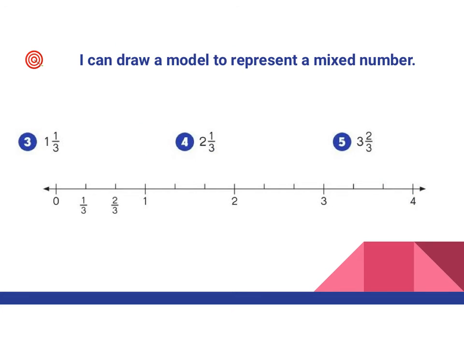So how about these? Where would 1 and 1/3 be placed? 1 and 1/3. 2 and 1/3? You've got it. How about 3 and 2/3? Yes, again. So pictures like with shapes or bars or even a number line could be a way that you could represent mixed numbers.